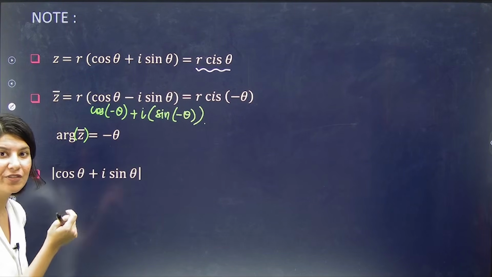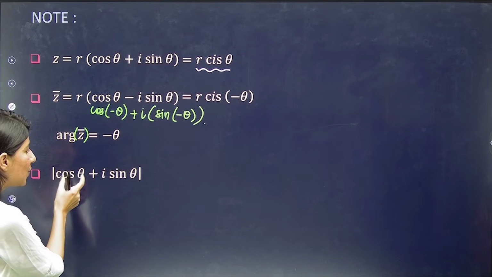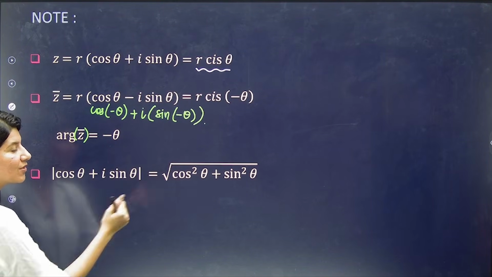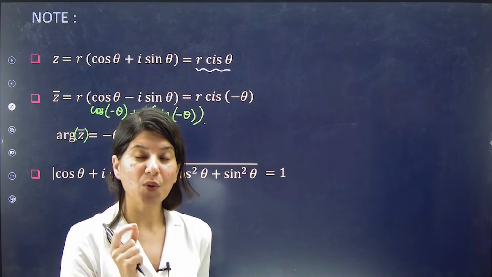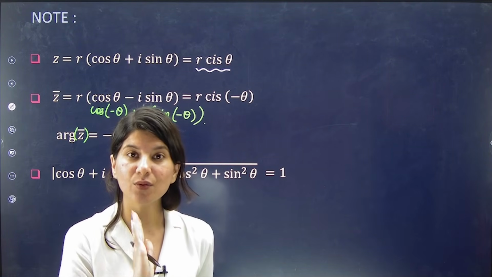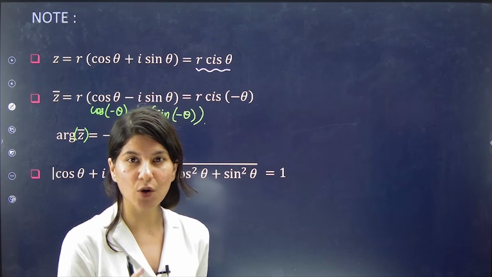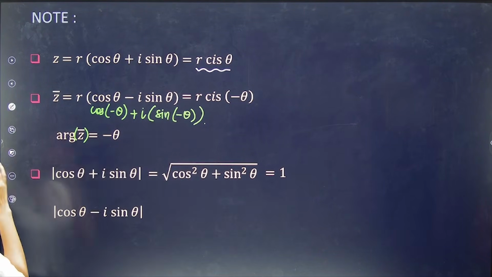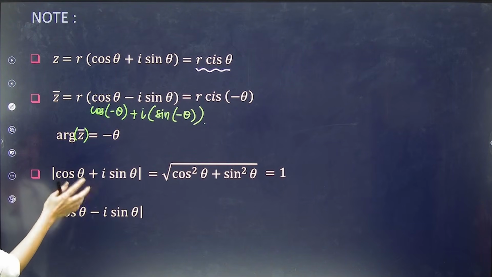Now just tell me, cos theta plus iota sin theta is written, and you have to figure out the modulus of it. You know how to calculate modulus: square root of real part square plus imaginary part square. So this is going to be 1. This is very interesting. Suppose only cis theta is given, then the modulus of the cis theta complex number is 1. And also the modulus of cos theta minus iota sin theta, that means the modulus of the conjugate of this, will also be 1.